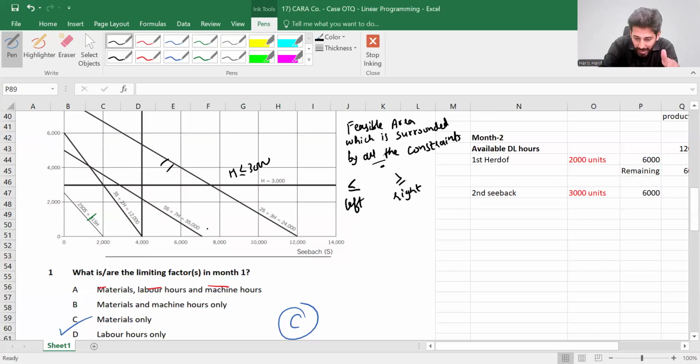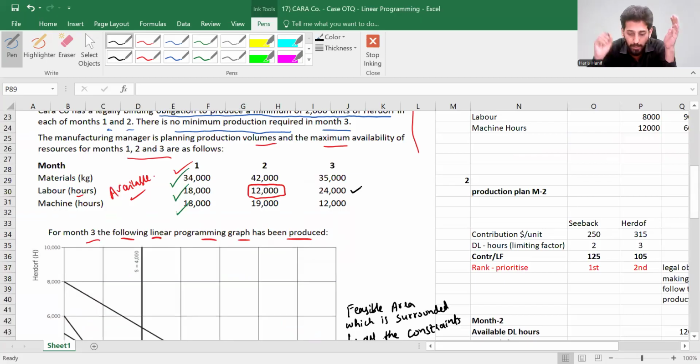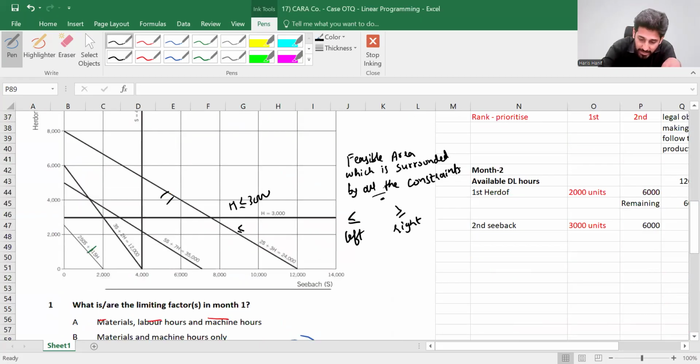Okay. And this one is 24,000. The resources, because you are not having more than 24,000 labor hours, not more than 35,000 kgs, not more than 12,000 kgs. So what does it mean? That means it is also less than. So all the areas, you have to look down, and this is also less than, you have to look down. So this is the area of the feasible region. And this point is the optimal production point. And this is the ISO contribution line.